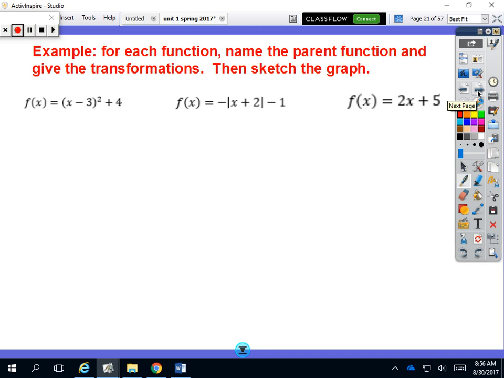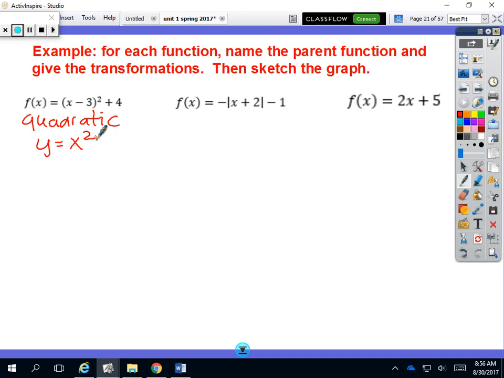So let's do some examples. For each of these functions, name the parent function from yesterday, tell me the transformations, and then sketch a little graph. You don't have to have graph paper for that. You can just do a quick sketch. Okay, so we know that this is x minus 3 squared plus 4. If it's squared, that was what kind of function? That's a quadratic. And what does the parent function look like? y equals x squared, or you could write f of x equals x squared.